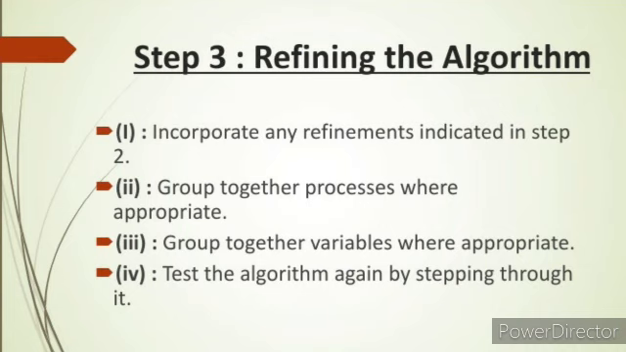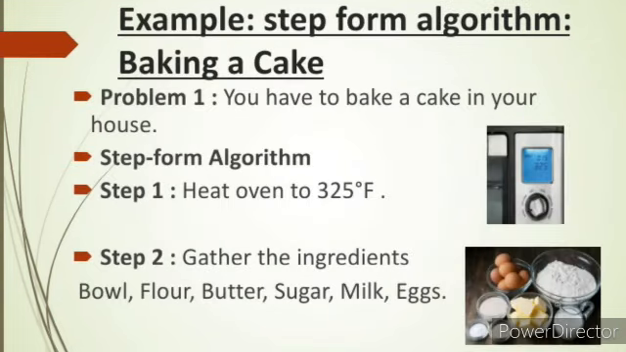And here is an example of step form algorithm, which is baking a cake. Problem 1. You have to bake a cake in your house. Step form algorithm. Step 1. Heat oven to 325 Fahrenheit. Step 2. Gather the ingredients: bowl, flour, butter, sugar, milk, eggs.